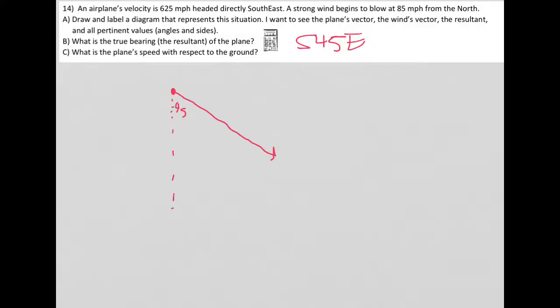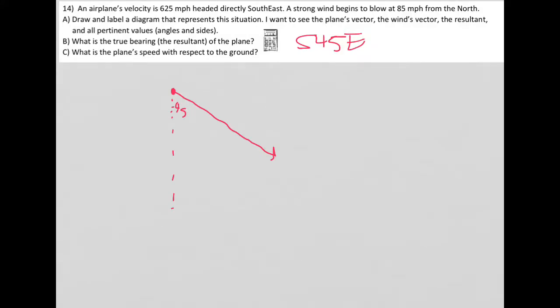Okay, problem number 14. An airplane's velocity is 625 miles per hour, headed directly southeast. Let's draw that as a vector. If it's going directly southeast, that tells me it is going south 45 east. If we're thinking about it in a bearing, directly southeast is going down and right like that, with that 45-degree angle right there. What else do I know?